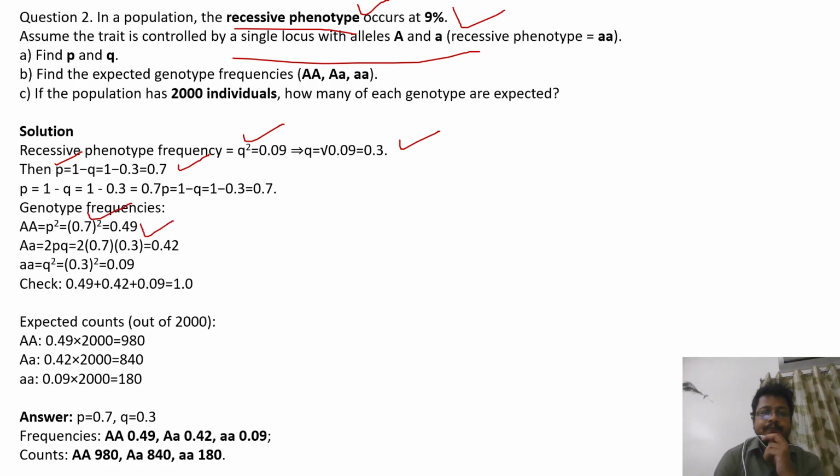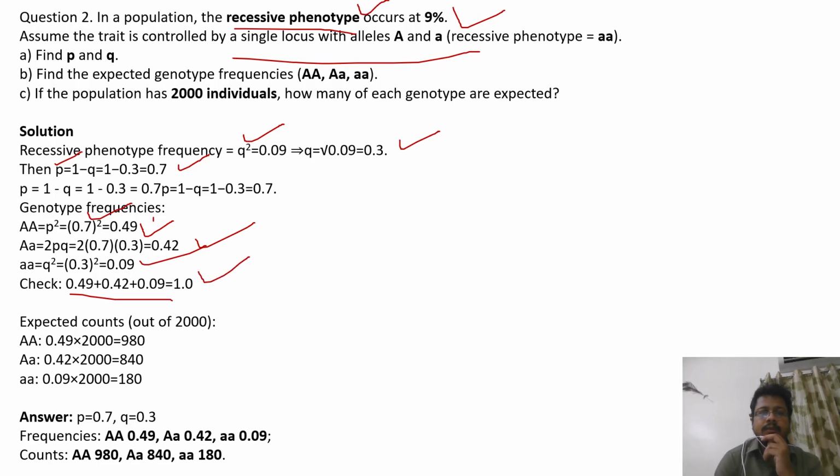So for the genotype frequencies, the dominant homozygous frequency will be 0.7 square, as studied earlier, which is 0.49. The frequency of dominant heterozygous will be 2pq, which is 2 into 0.7 into 0.3, that is 0.42, and the recessive phenotype frequency will be 0.09. If we add all of these, we can check that the total is 1.